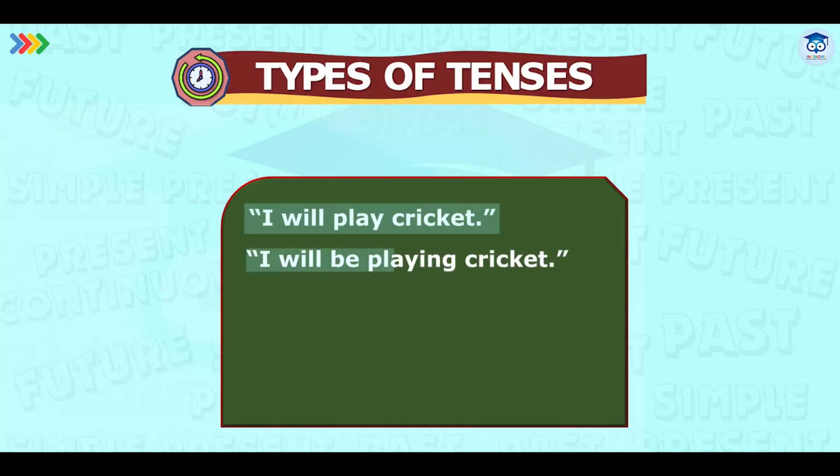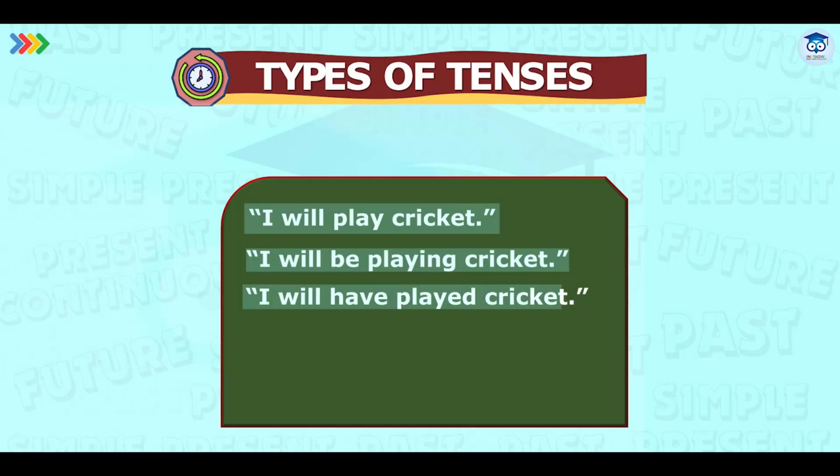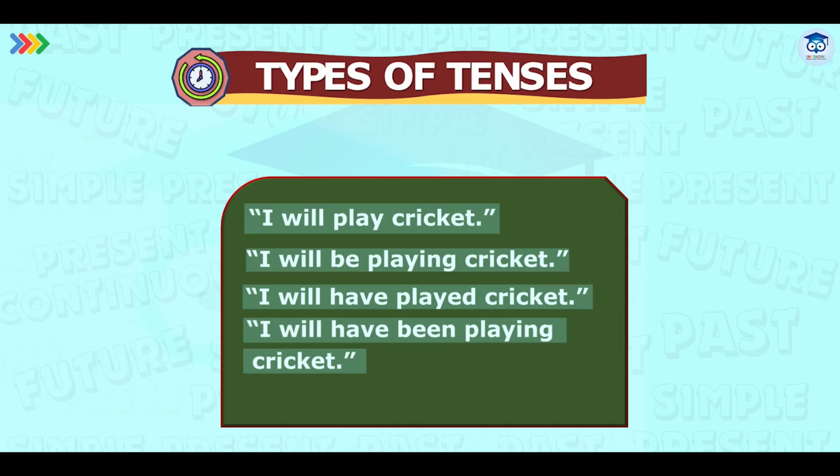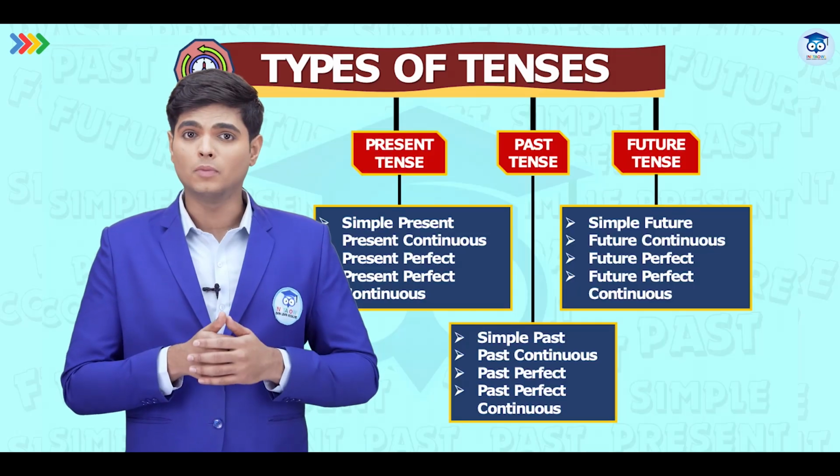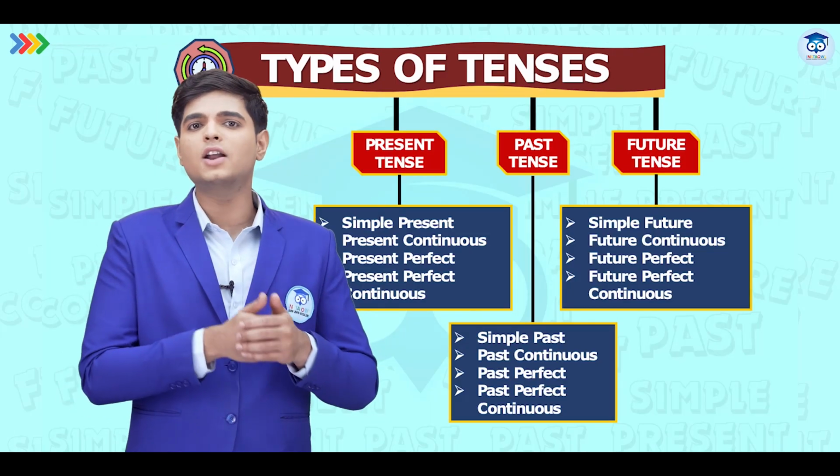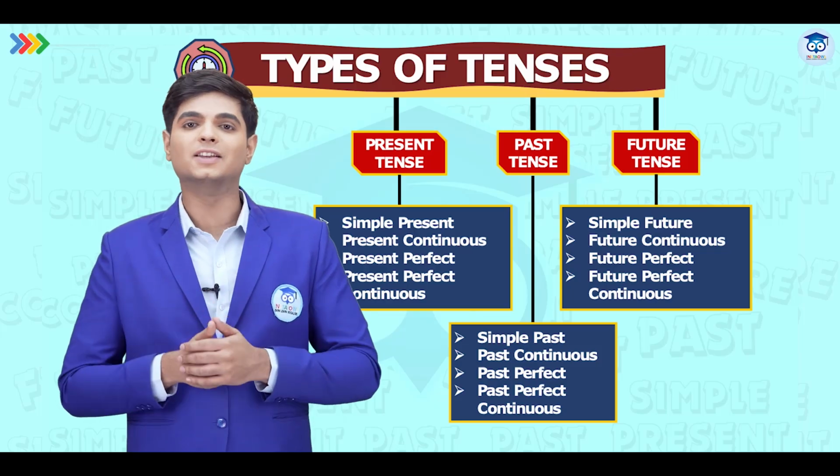Next, I will be playing cricket is future continuous, used when an action will be in progress at a specific time in the future. Then, I will have played cricket, which is future perfect, showing that the action will be completed before a certain time in the future. And lastly, I will have been playing cricket is future perfect continuous for actions that will be ongoing up to a future point in time. Each tense form gives us a clearer picture of when and how an ongoing action takes place.